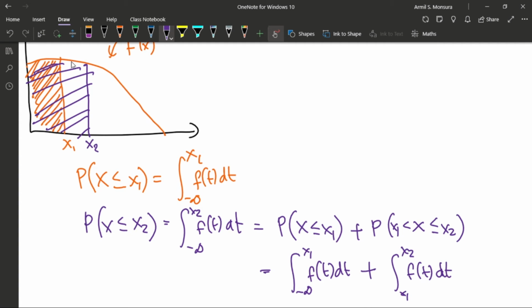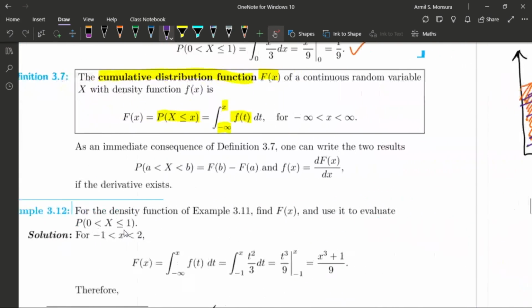So, idadagdag na lang natin itong area na to dun sa previous na area. Para makuha natin yung second interval or second probability nung probability distribution function nyo. Okay? So, that's how the process would go. Supposedly.